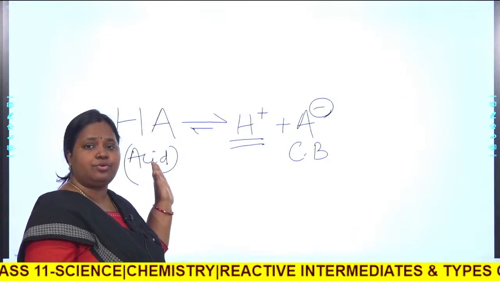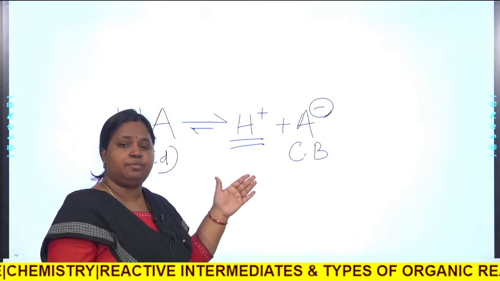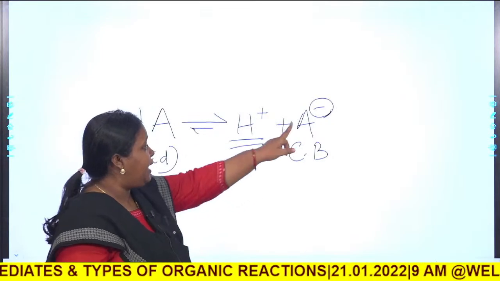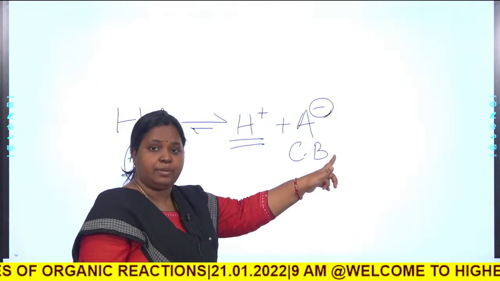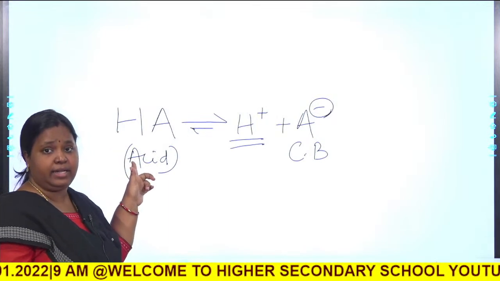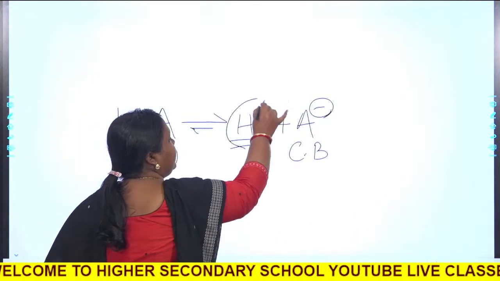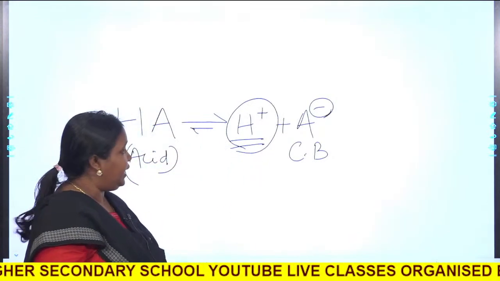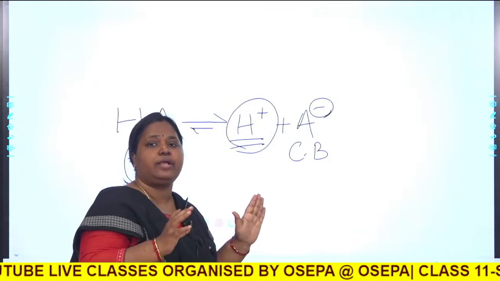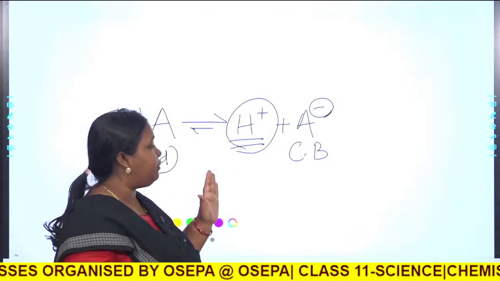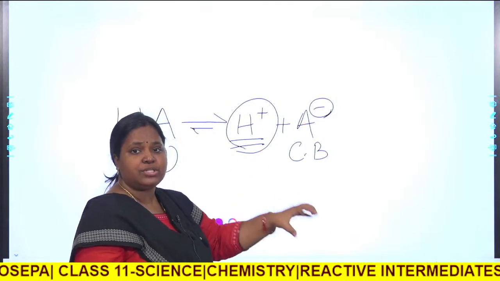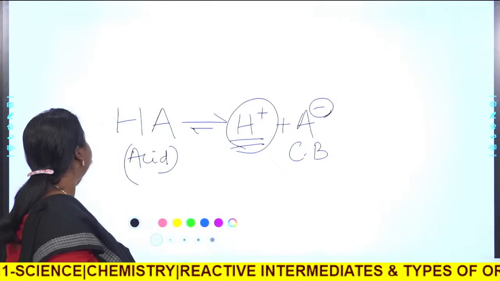We know the nature rule, whichever is more stable, that will be formed in greater amount. So, if we can prove that A minus is more stable than HA, then we can prove indirectly that H plus will be created in more amount. If A minus is formed, then H plus is also formed. Okay? So, for a compound to be acidic, remember that we have to prove that its conjugate base is actually more stable than the molecule.